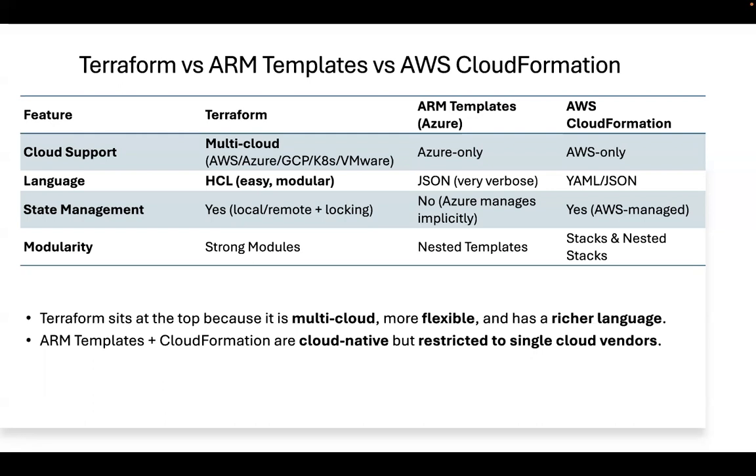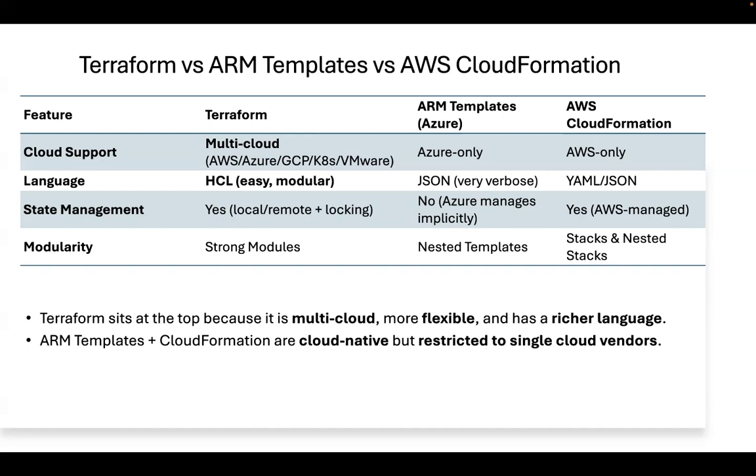Likewise, AWS CloudFormation supports only AWS. So that is a major difference, I would say. And the languages: Terraform uses HCL, ARM templates use JSON, and AWS uses YAML and JSON. State management: in Terraform, we manage state, but in ARM templates and AWS, it is there, but not fully. Same as in Terraform, it is not fully there. It implicitly manages everything.